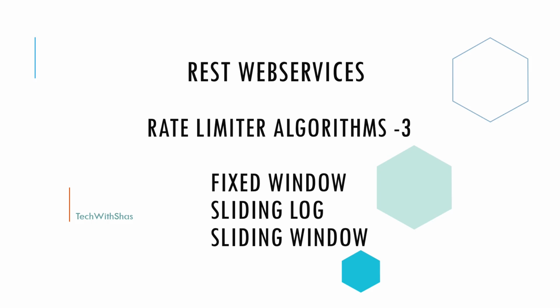In the previous two videos, we have understood two algorithms, which are leaky bucket and token bucket. So in this video, we are going to cover three more algorithms, which are fixed window, sliding window, and sliding log, right? So these three algorithms we will cover for the rate limiter. So let's start on that.